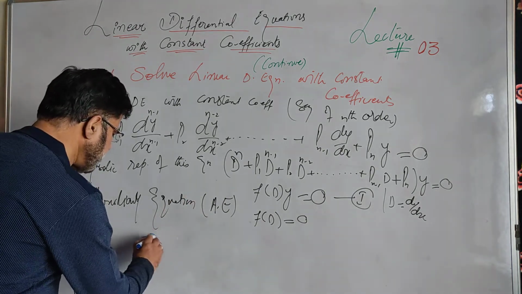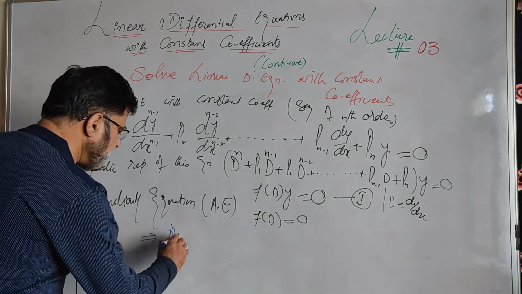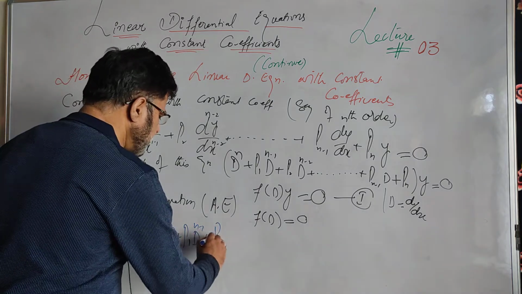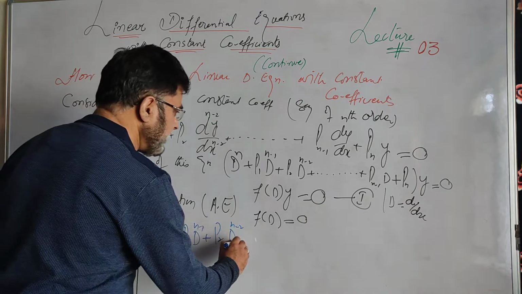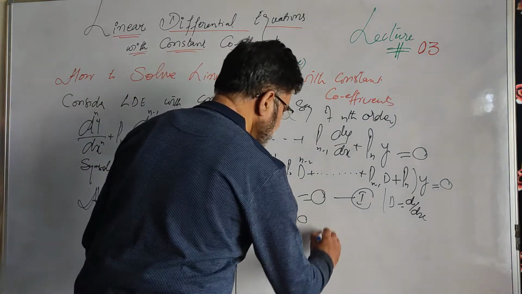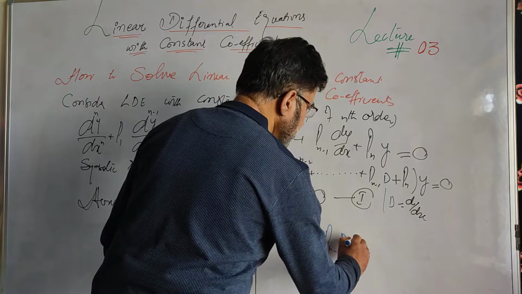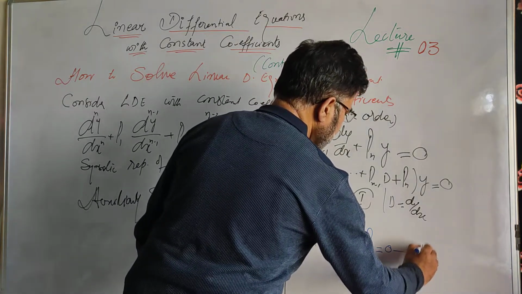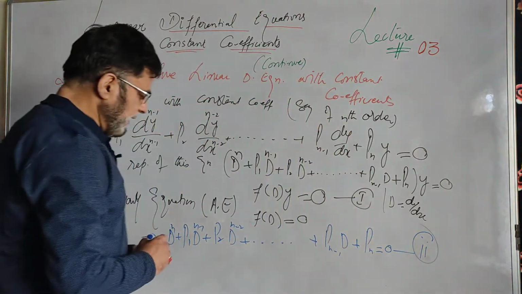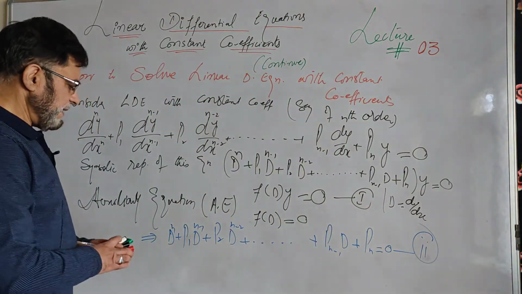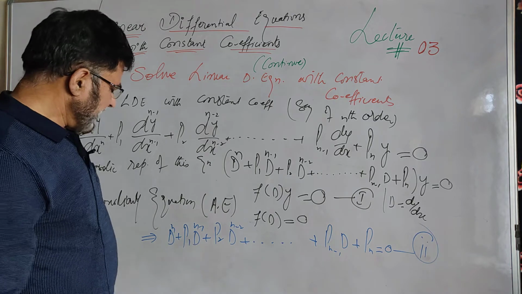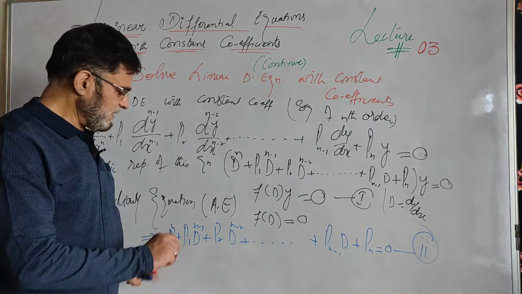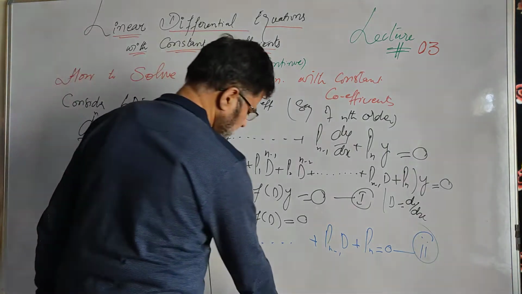This means you have D^n + p1 D^(n-1) + p2 D^(n-2) + ... + p(n-1) D + pn = 0. This is equation number second, suppose. And we solve this equation number second, where we treat D as some algebraic quantity. It will give us n roots.